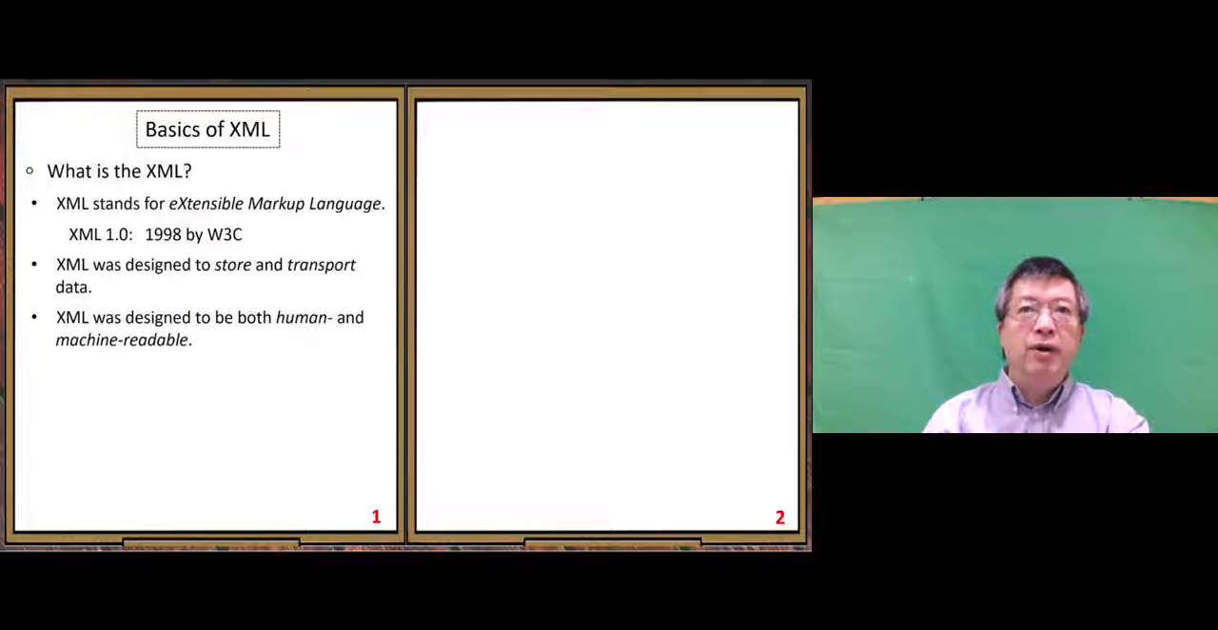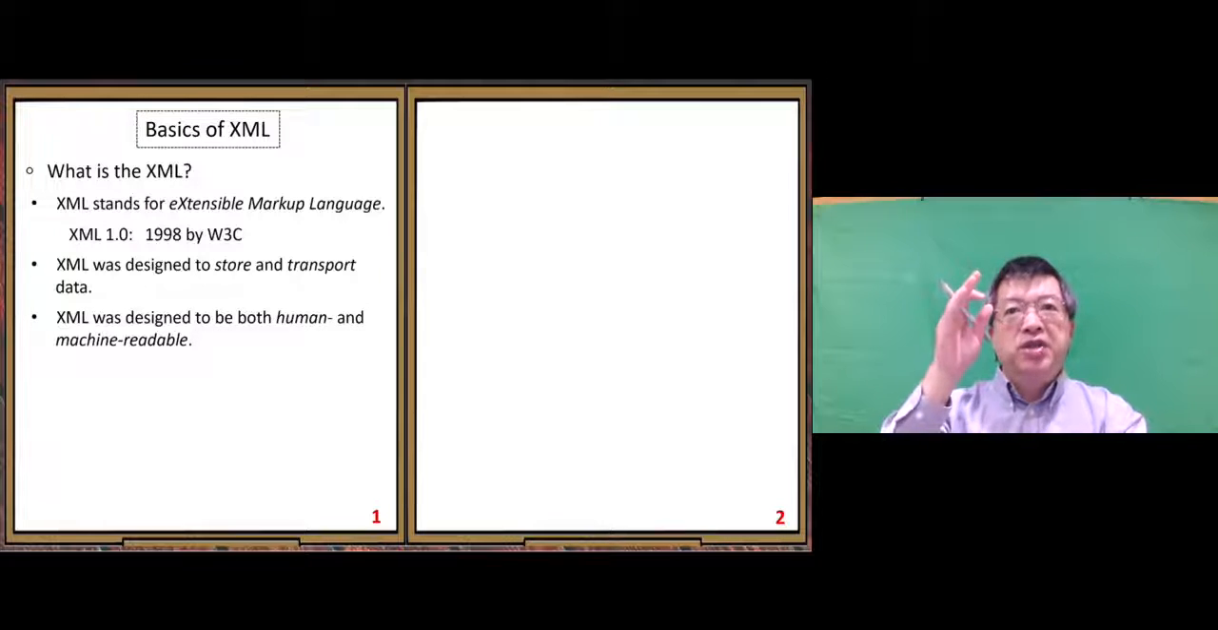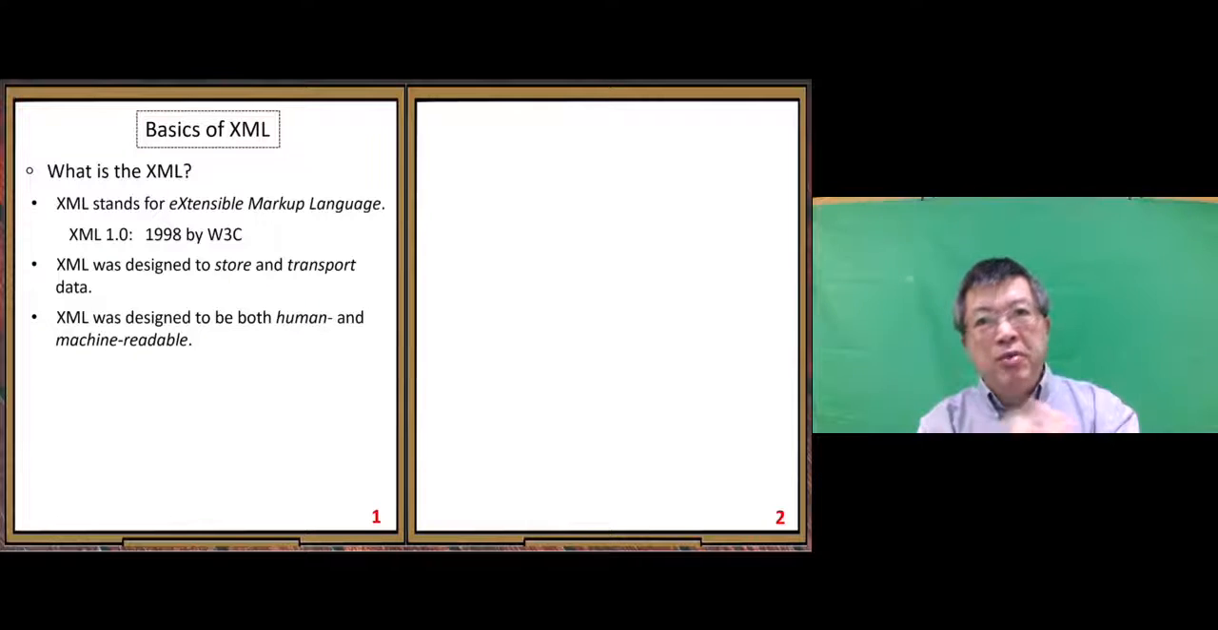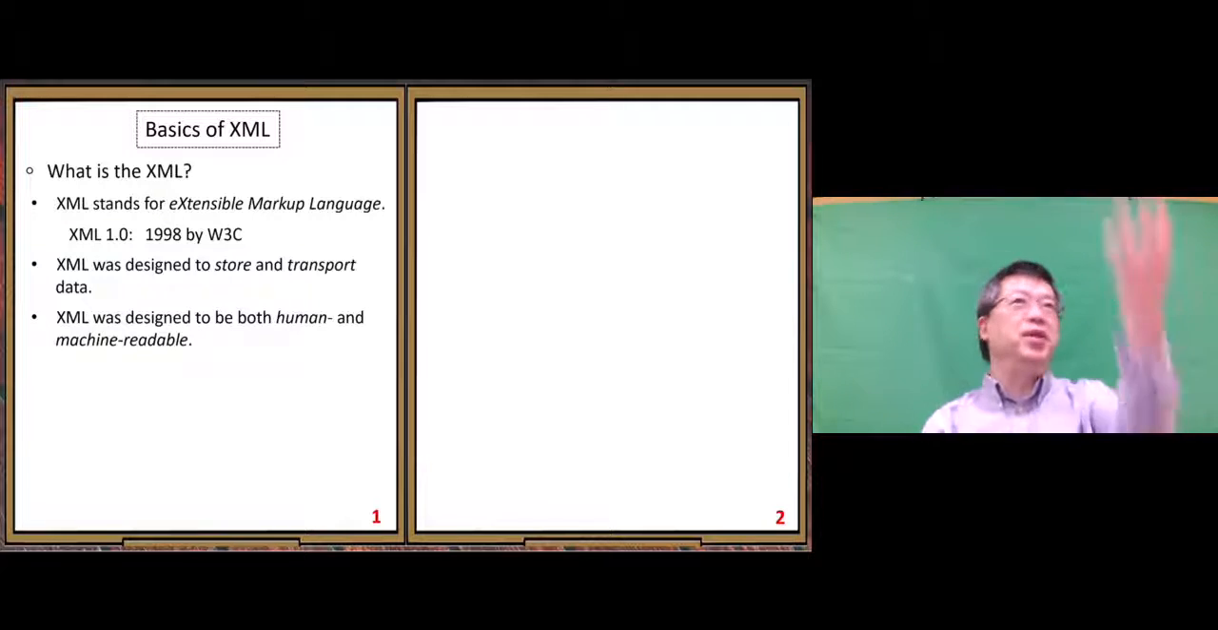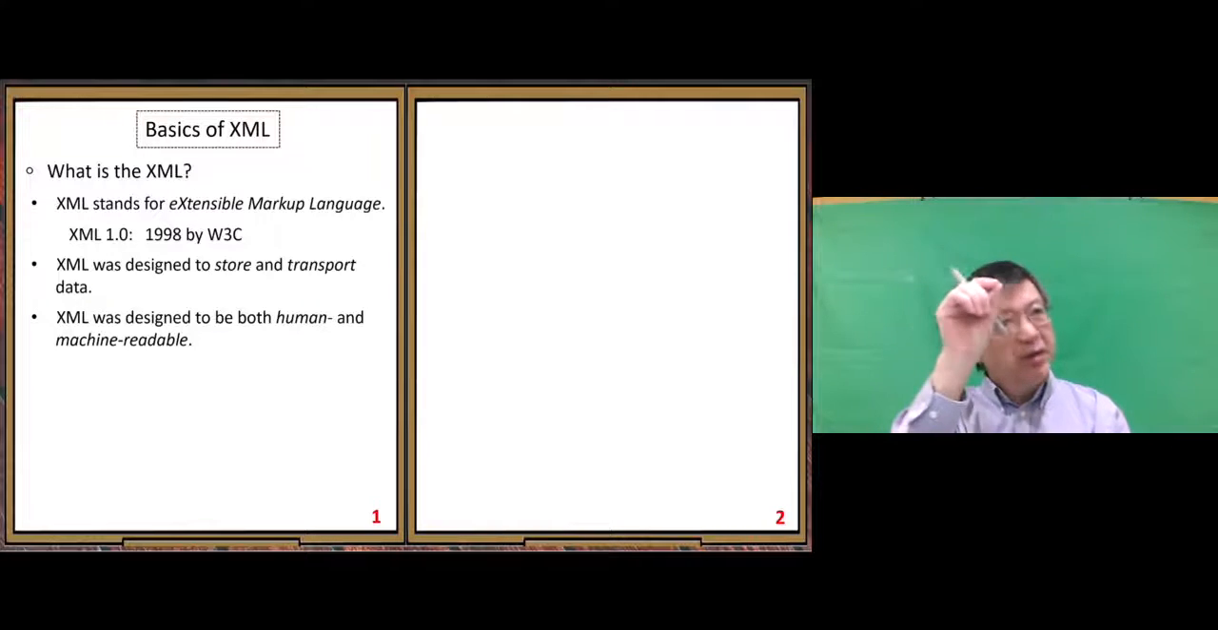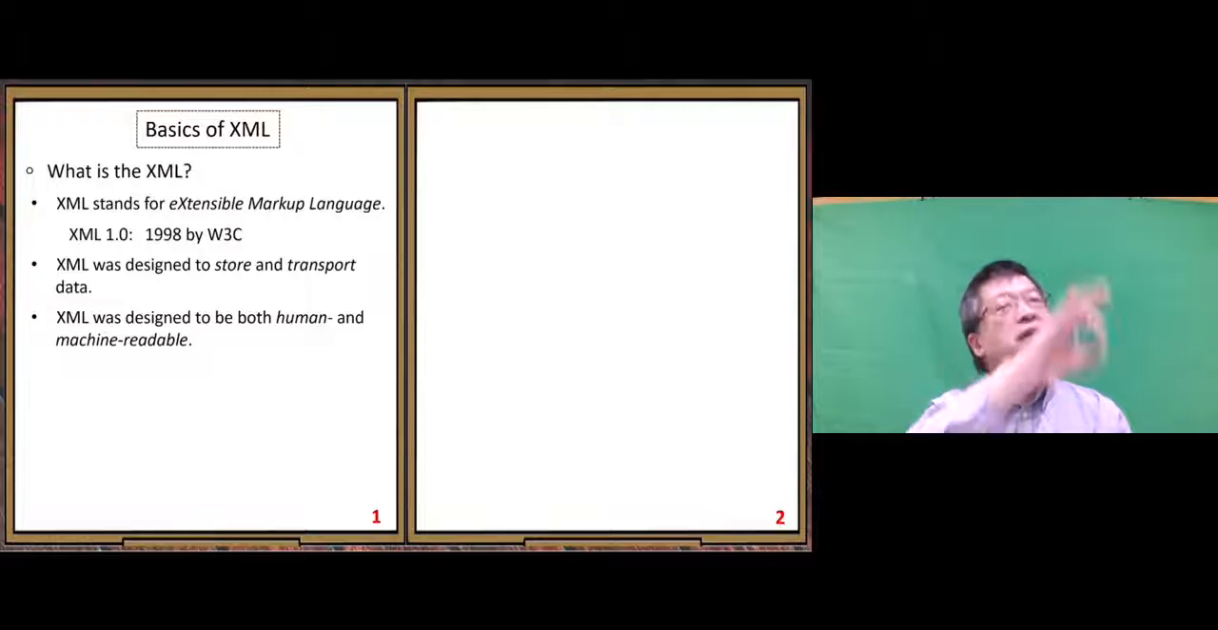XML was designed to be both human and machine readable. Human readable: I just mentioned we use a text editor, so you can clearly see the information there. You can understand it, and you can modify it if you want. Another important thing is machine readable.